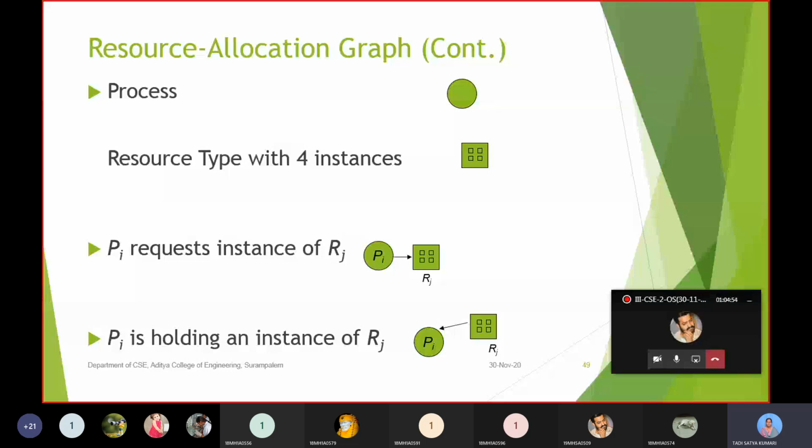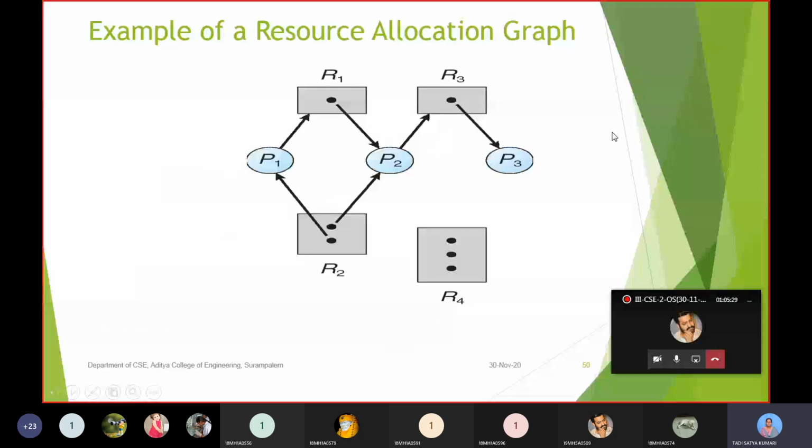If you see here, an assignment edge and a request edge. The process Pi is requesting an instance of resource Rj, so there is a directed edge from the process to the resource. And if a resource is held by a process, then the edge will be from the resource to the process. So one instance of Rj is allocated to process Pi. These are the basic representations in a resource allocation graph. We'll see an example here.